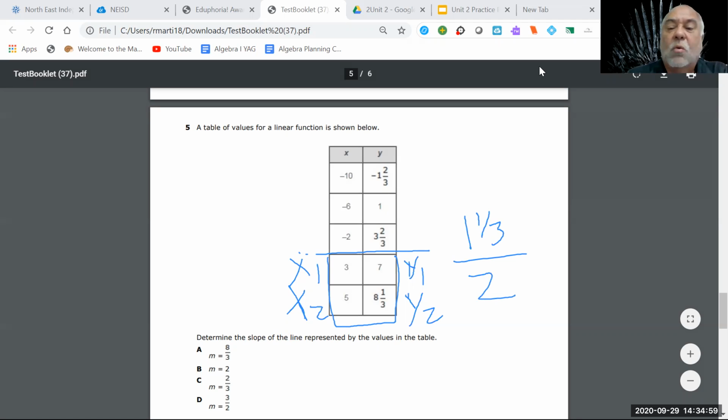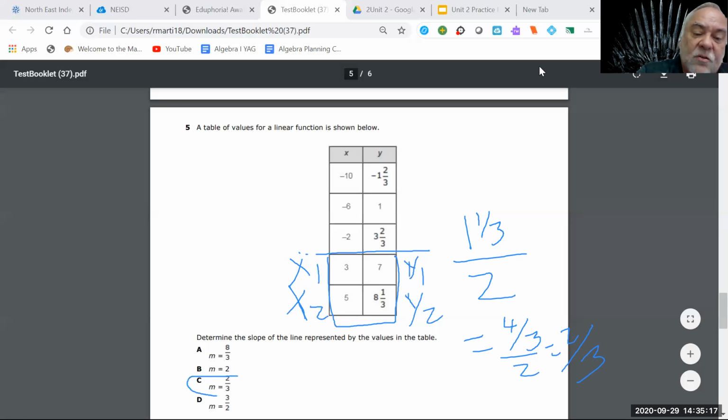So y2 minus y1, 8 1/3 minus 7 is 1 1/3. And 5 minus 3 is 2. So 1 1/3 divided by 2, if you put that in your calculator, you'll see what it is. It's really 4/3, which is 1 1/3, divided by 2. 4/3 divided by 2 is just 2/3. So that would be answer C. If you reverse those and put x2 minus x1 over y2 minus y1, you would have gotten answer D, 3/2. So just be careful. Make sure it's a change in y over the change in x.